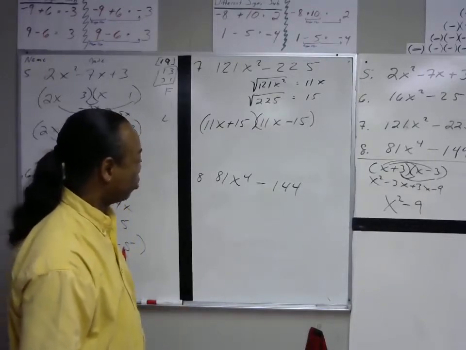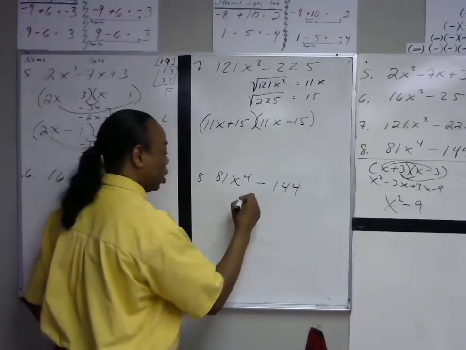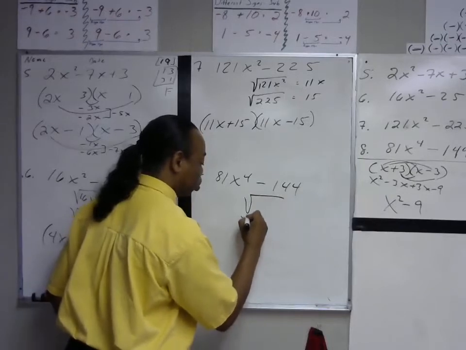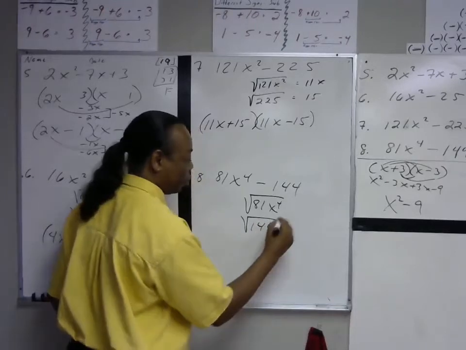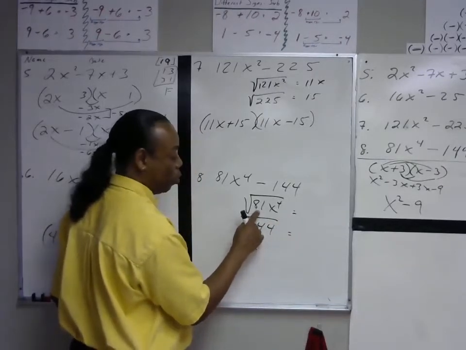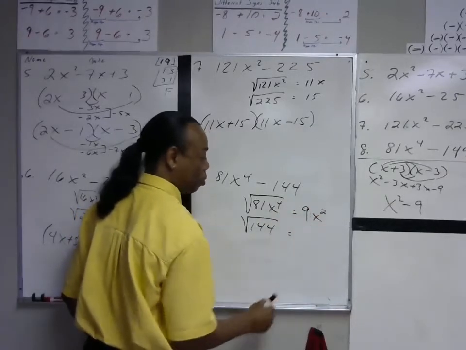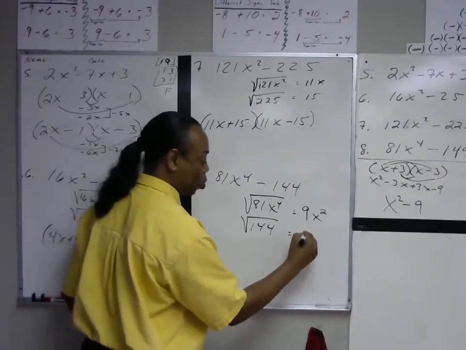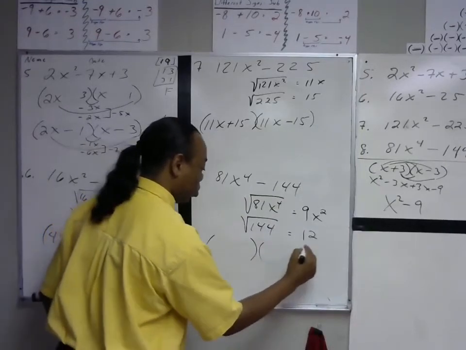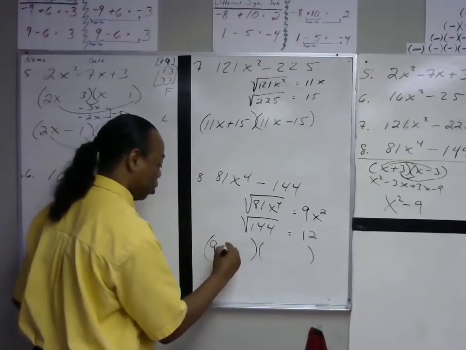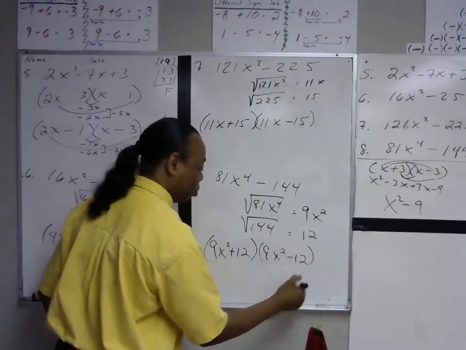Okay, let's try the last one. We have two squares, and there's a difference, so it's a difference of two squares. Let's pull out a square root. This is 81x to the 4th and 144. The square root of 81 is 9. The square root of x to the 4th power is x to the 2nd power. The square root of 144 is 12. So we're going to make conjugates out of those, and we'll get 9x to the 2nd power plus 12, and 9x to the 2nd power minus 12. And that's done.